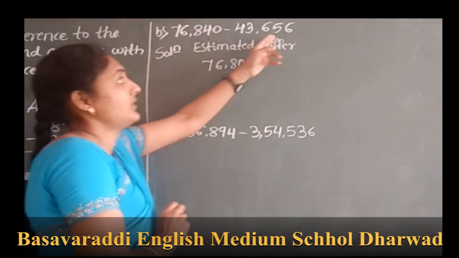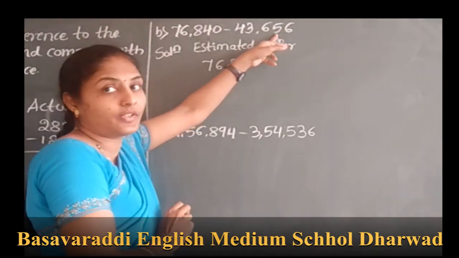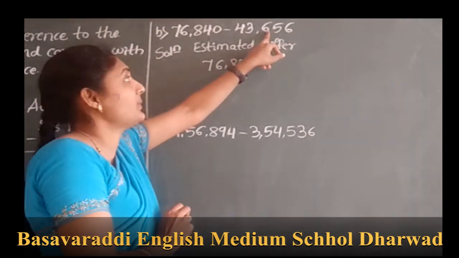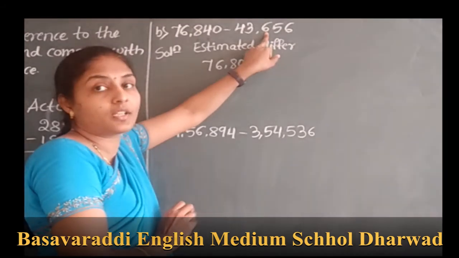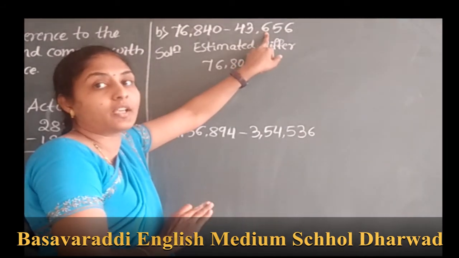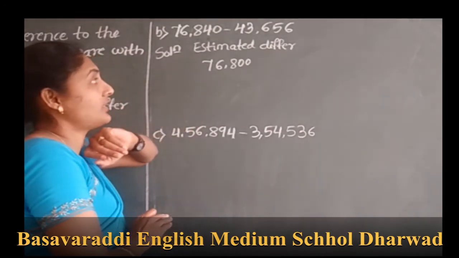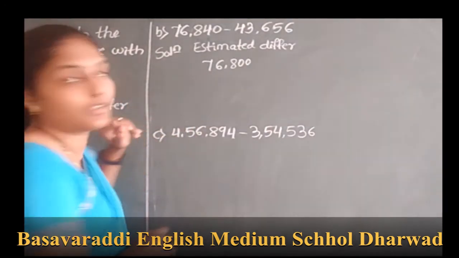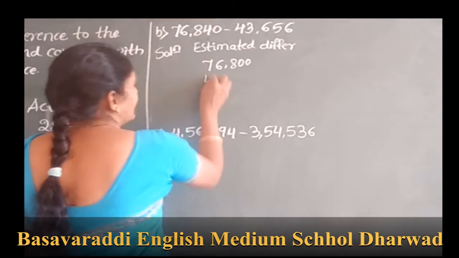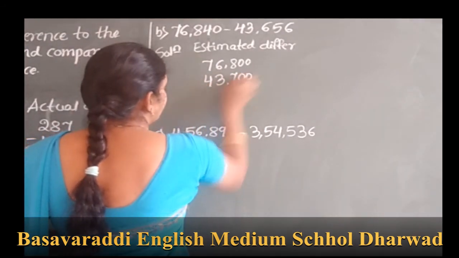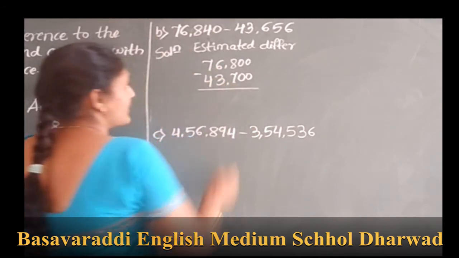In 656, the tens digit is 5, which is equal to 5, so the number is rounded up. The hundreds place becomes 700, so it becomes 43,700. Let's do the difference now.